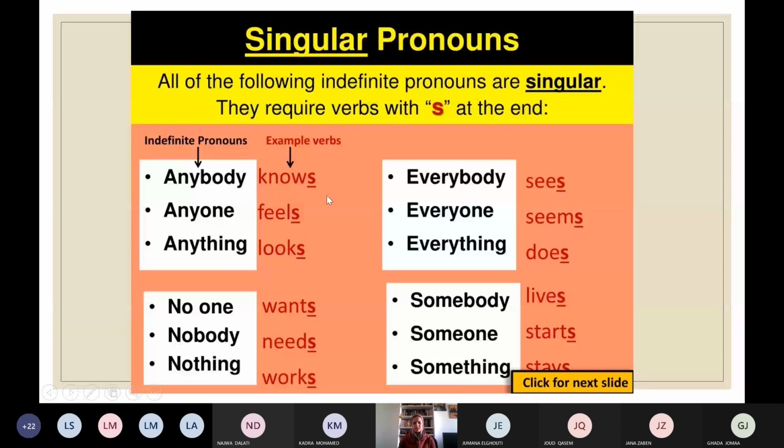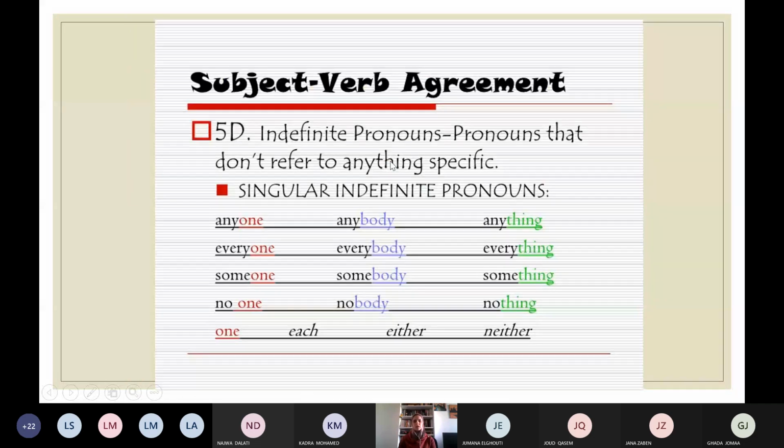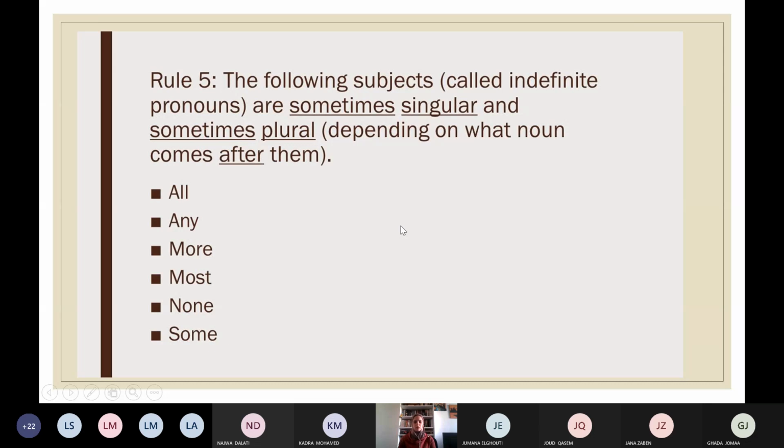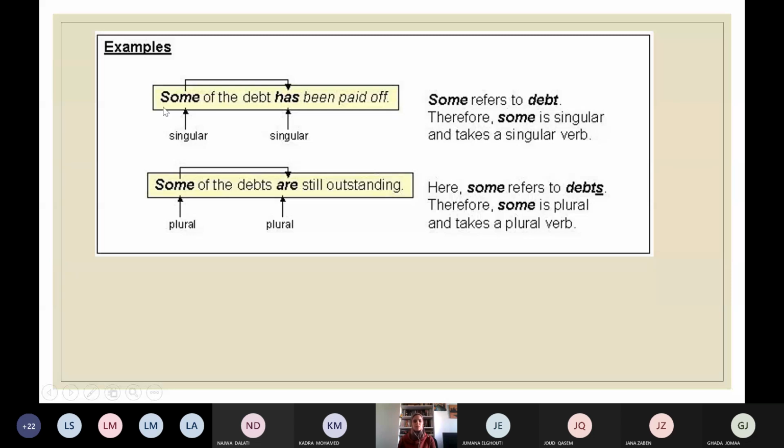Here it is also divided in a new way: each, either, neither, one, which are singular pronouns. Here, singular. This is the plural, and we said do not take some. And here all, none, any, more, most, some are sometimes singular, sometimes plural, depending on the noun that comes after them, the object of the preposition. "Some has." Why did some here take "has"? Because I look at the object of the preposition, which here is singular, so it takes "has." Some here took "are." How? Because the object of the prepositional phrase ends with s, so it's plural, so the subject some takes "are" because it depends on the object of the preposition.